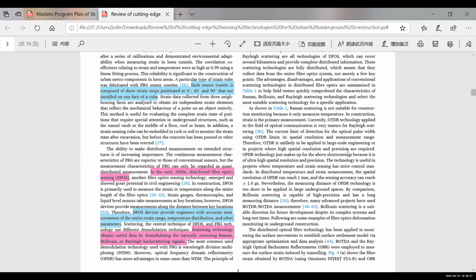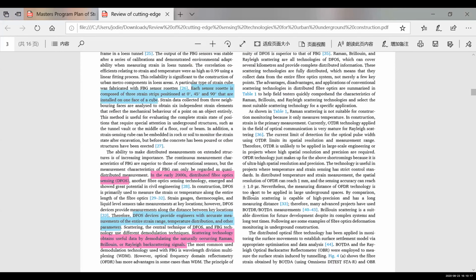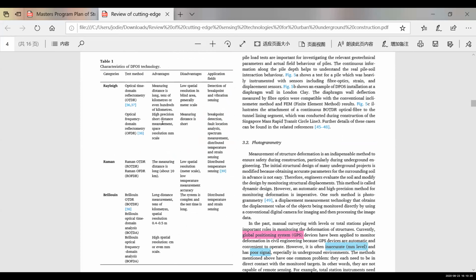The DFOS is superior to the FBG because it can detect all sections of the fiber, but the FBG can only detect three directions, the 0, 45, and 90 degrees inside the fiber. And then this paper summarized the different categories of Rayleigh and Brillouin and their application fields.